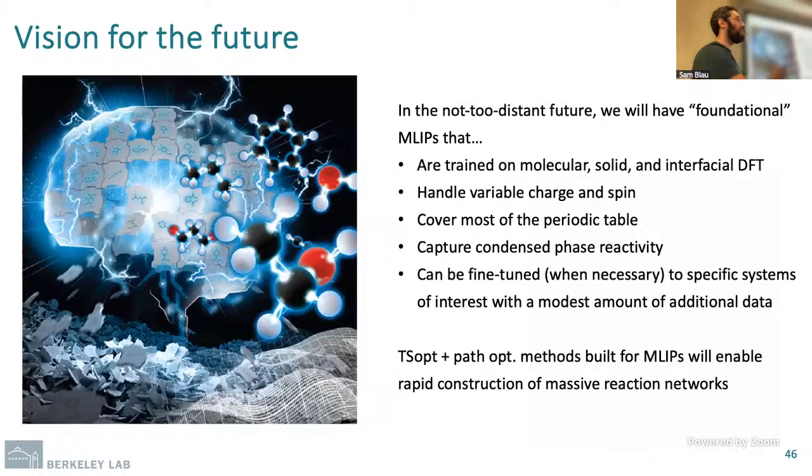And with that, I want to give you a vision for the future that I see rapidly approaching, which is that in the not too distant future, we'll have these foundational MLIPs trained on molecular, solid, and interfacial DFT that can handle variable charge and spin, cover most of the periodic table, can deal with condensed phase reactivity, and can be fine-tuned when necessary to specific systems of interest with a modest amount of initial data. At that point, transition state optimization and path optimization methods built for MLIPs will allow us to build massive reaction networks of complex systems and pick apart complex reactivity rapidly and robustly.